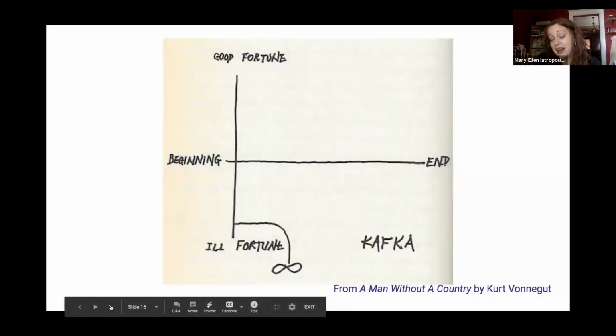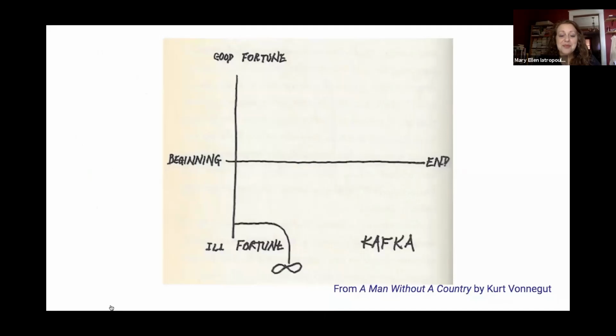This one just makes me laugh. It's the Kafka story. Things start out bad and then they get worse. But it's a fun exercise if you think of a movie that your students might have seen or a book that you just finished reading, thinking about what does the plot arc look like? What does the story look like if I try to graph it out?